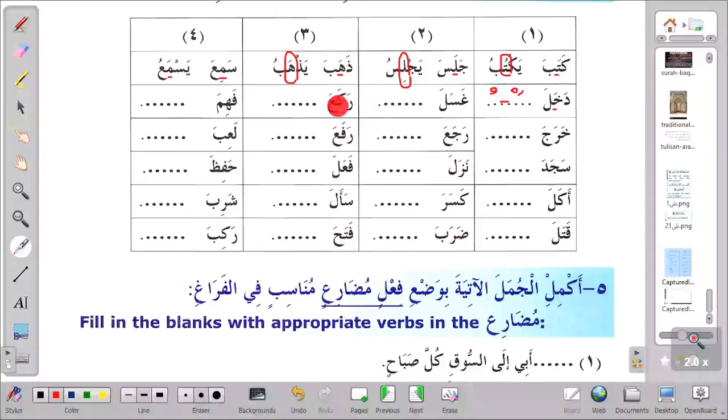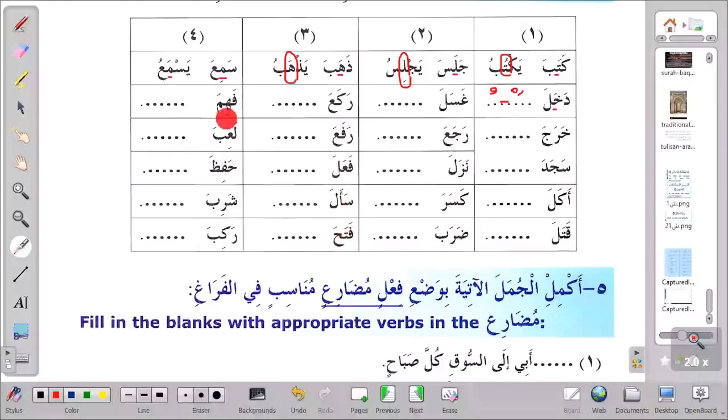Kasara, he broke. Daraba, he hit. Zahaba, he went. Raka'a is he bowed. If you finish Surah Al-Fatiha, waladallin, amin, then you recite another surah. If you finish and you say Allahu Akbar, so you now do what? You are bowing, you bow, right? So that's the rak'ah. Now Rafa'a, he raised. Fa'ala, he did. Sa'ala, he asked.